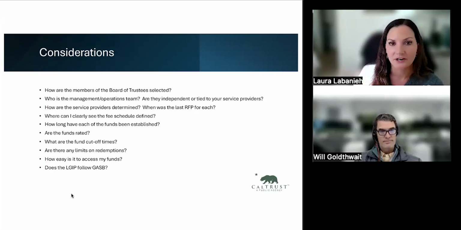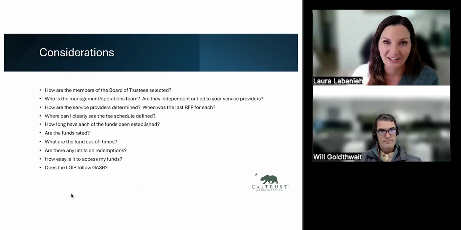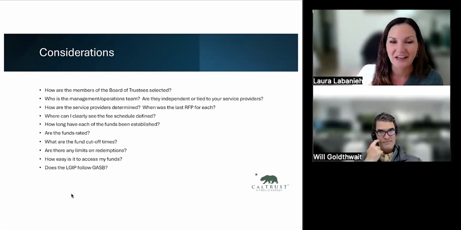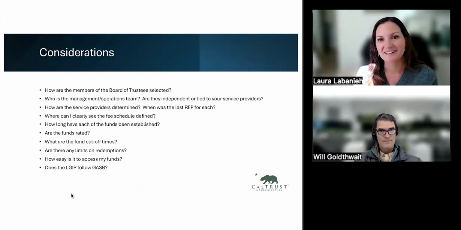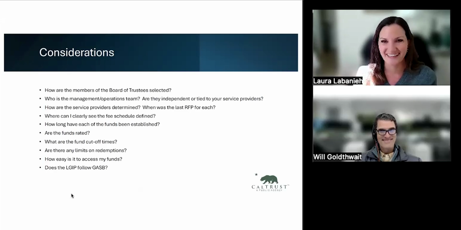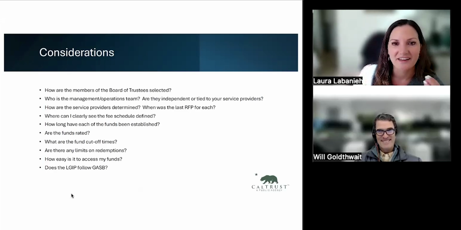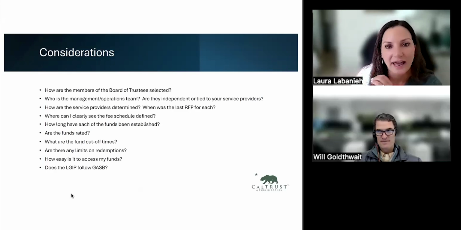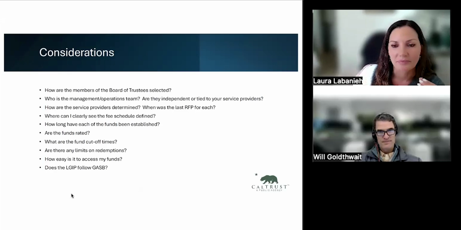And then also look at, like we just talked about, are the funds rated? Because we know that that has some weight to it. How long have the funds been established? What market cycles have they gone through, right? I mean, CalTrust was established in 2003. I've been working with CalTrust personally since 2008. I've already seen so many fun things that I didn't think I would see with our fund cycles. And so looking at when these funds are established and how they've been operating is important.